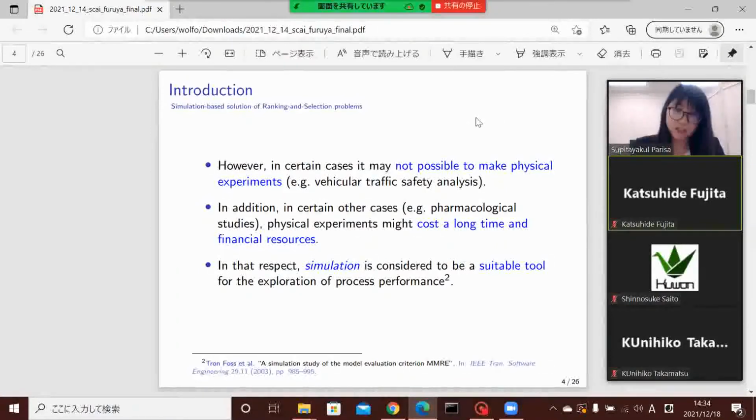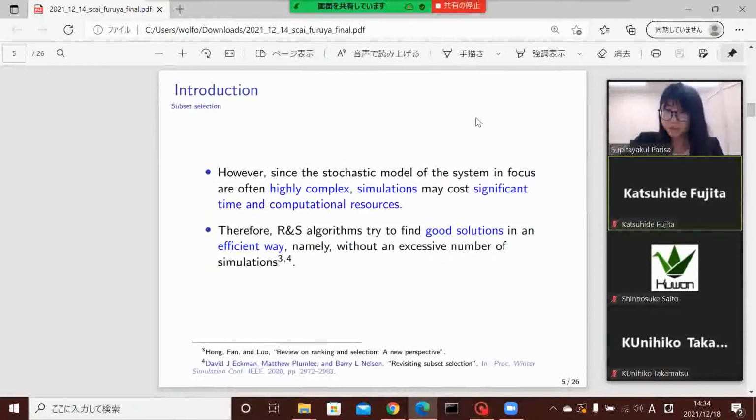In that respect, simulation is considered to be a suitable tool for the exploration of process performance. However, since the stochastic model of the system in focus is often highly complex, the simulation may cost significant time and computational resources. So an R&S algorithm tries to find a good solution in an efficient way, namely without an excessive number of simulations.